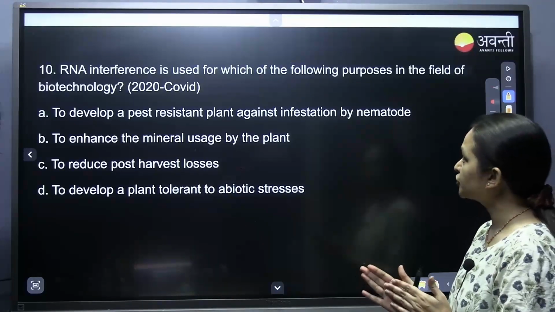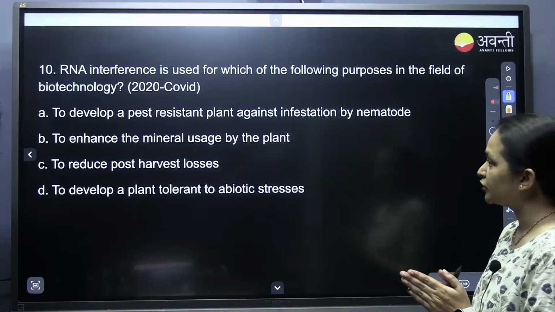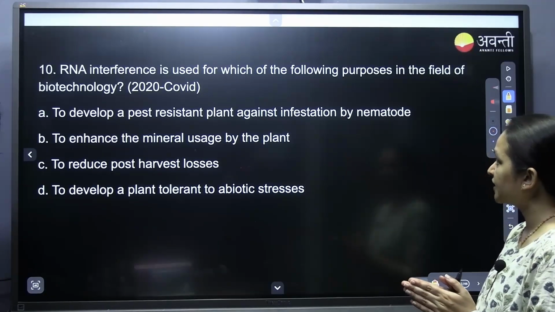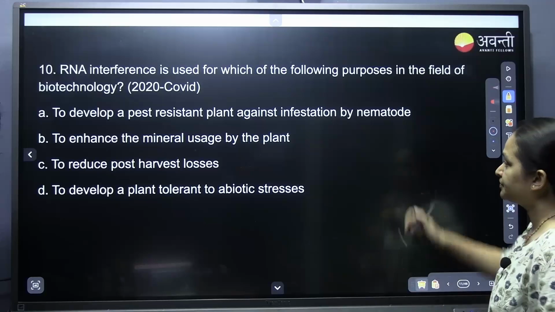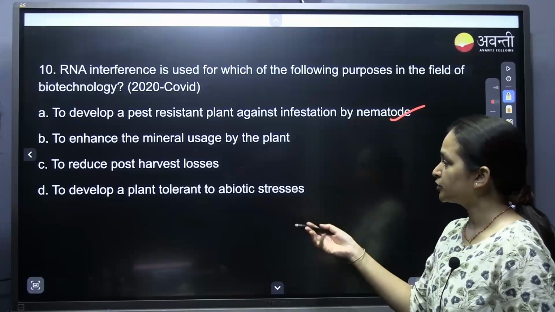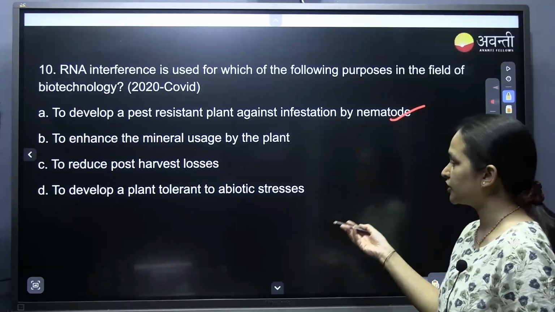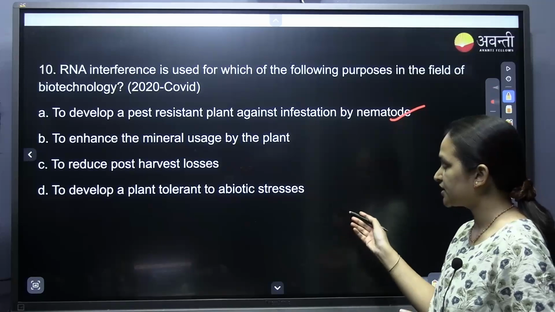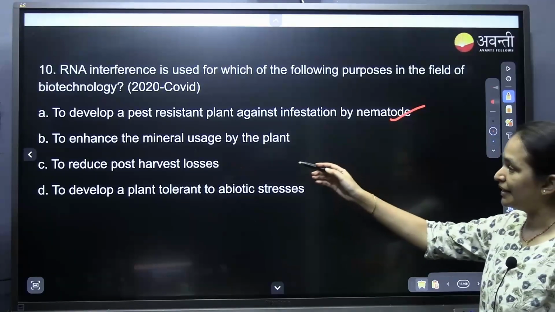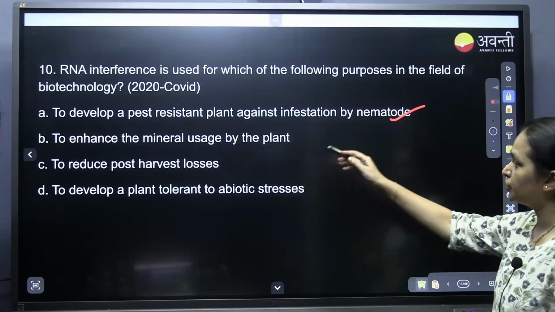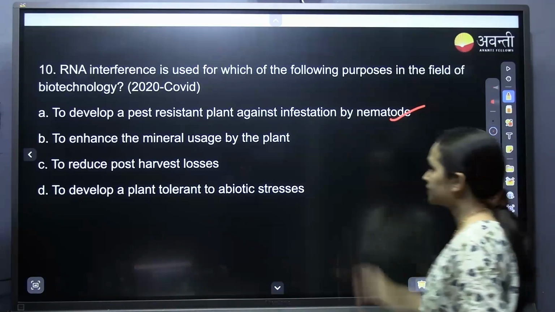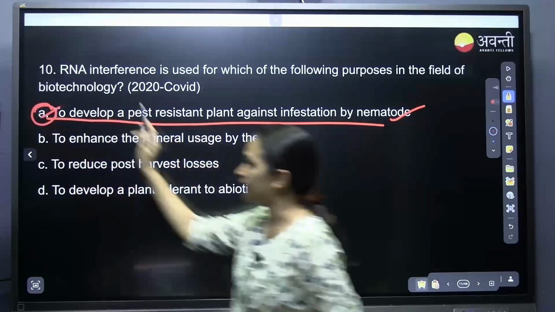RNA interference is used for which of the following purposes in the field of biotechnology? To develop pest resistant plant against infestation by nematode? Yes. To enhance mineral usage of plant? No. To reduce post harvest losses? No. To develop the plant tolerant to abiotic stresses? Wrong. So RNA interference is to make the plant resistant to infestation by nematodes. So we got the answer, that is this one. A is the correct answer.